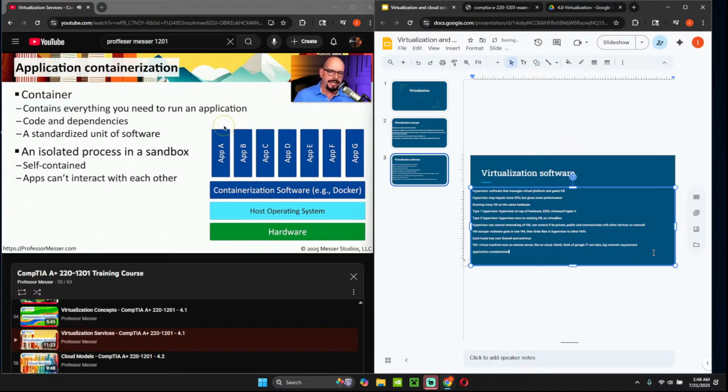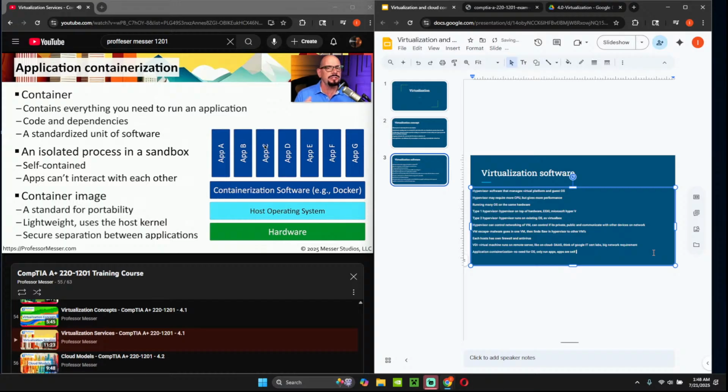Just like a virtual machine, each one of these apps is self-contained. It has no idea that other application containers happen to be running on that same physical system, and none of those containers are able to interact with each other unless you configure that in the containerization software. And since there is no operating system, the entire container image is much smaller than the traditional virtual machine. This makes this very lightweight.